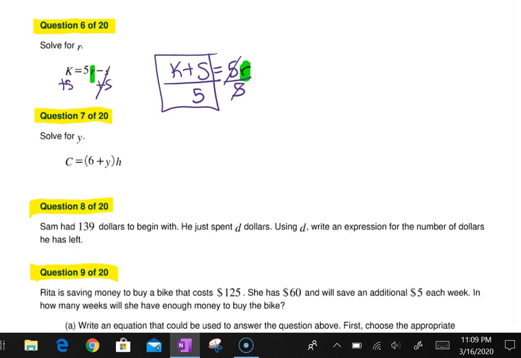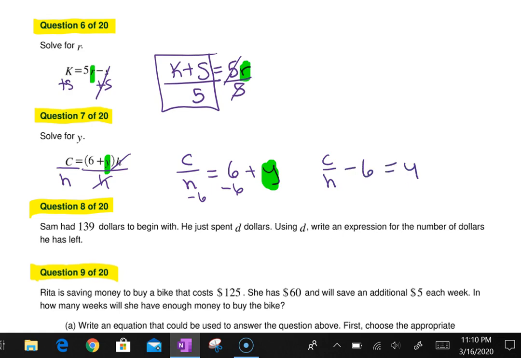But when there's parentheses, be careful. Make sure you go in the right order. This tells me to solve for y, so I want the y by itself. I can't get rid of the 6 because it's inside parentheses grouped together with the y. So what I'm going to do is divide both sides by h. So c over h equals, the h is over here canceled, so all I have left is 6 plus y. I still don't have y alone. So now that it's out of the parentheses, I can do minus 6 on this side and minus 6 on that side. So I have the fraction c over h minus 6 equals the letter y.